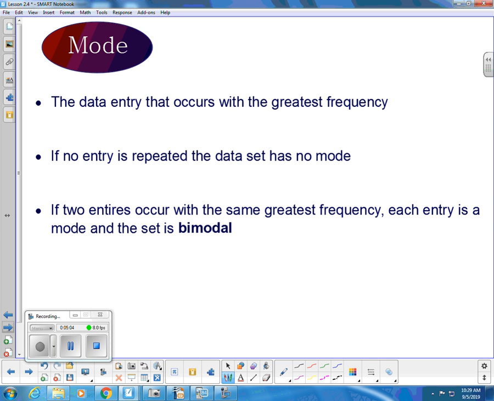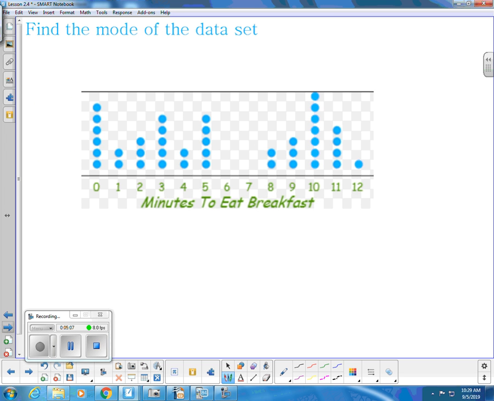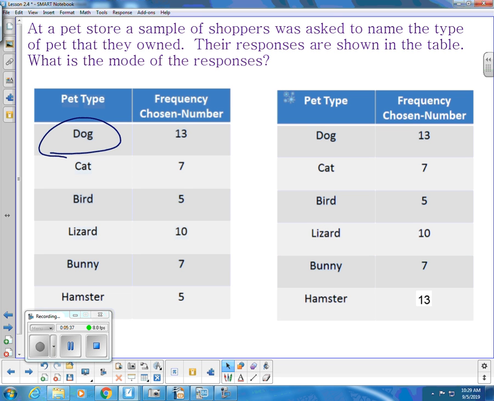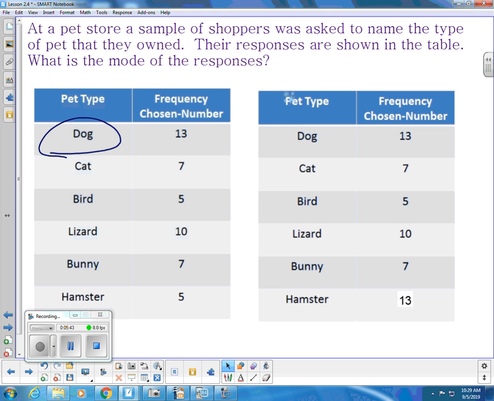So, here we go. What's the mode? The mode is 10, right? Has the most frequency. What's the mode? Dogs. So you want to answer with what the category is, not what the number is. Okay? Sometimes it gets a little confusing. Now what's the mode? Dogs and hamsters, so it's bimodal. Okay? Alright.